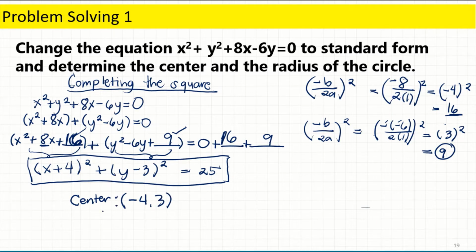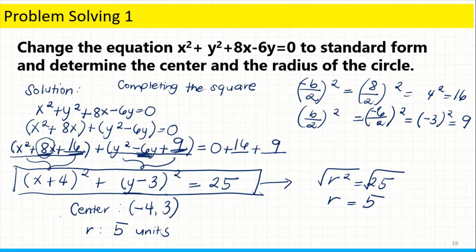And for the radius, we equate r squared to 25. Taking the square root of both sides of the equation, r is equal to 5. Therefore, the radius is 5 units. So the quantity x plus 4, squared, plus the quantity y minus 3, squared, equals 25. The center is (negative 4, 3), and the radius of 5 units are the final answers.